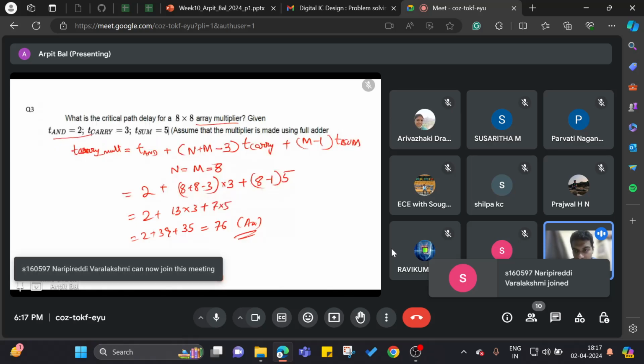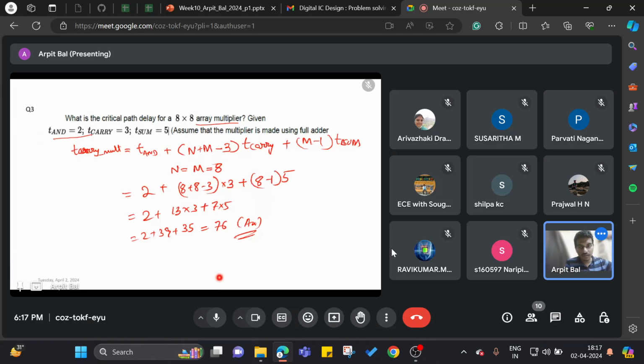Is my screen visible? I think there is some lag. No, it's visible. Okay.